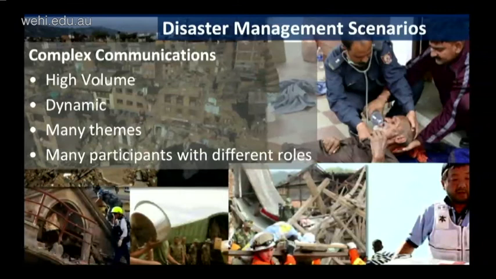So the context that we started with was actually a project with the DST group, where they were interested in disaster management scenarios where there is a lot of communication that's happening. And one of the particular issues that they were concerned about was information flow during response to some disaster situation. In particular, they were worried about things like are multiple organizations trying to organize water simultaneously and maybe conflicting with each other in that activity.